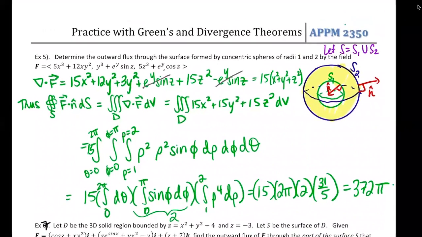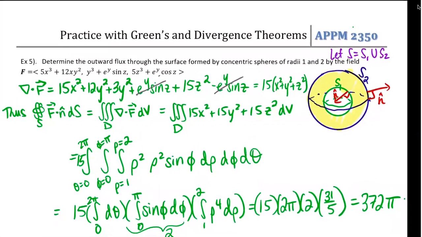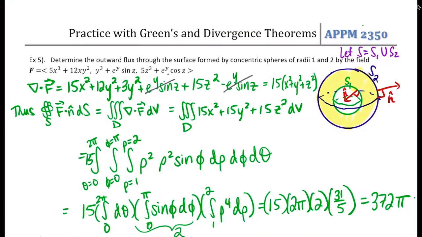Okay, so one of the things I want you to notice is we're talking about the surface that's formed by these concentric spheres. The yellow region is what's being enclosed by the surface. So the surface itself consists of both the outside and the inner part. I'm going to call them S1 and S2, where we call the overall surface S.